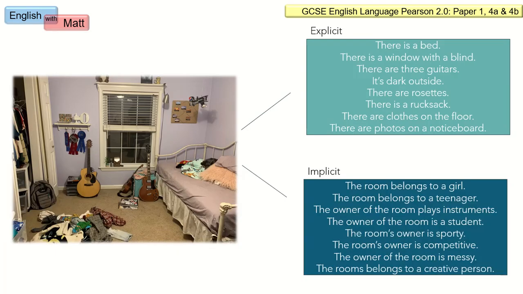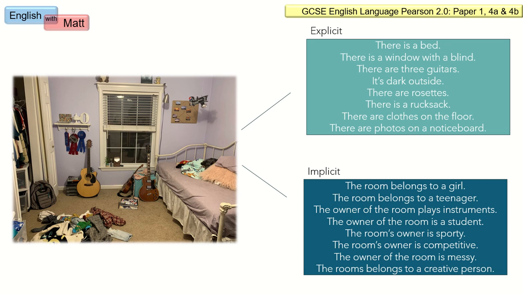So here, explicitly, you're basically listing what you can see. There's a bed, there's a window and a blind, there are 3 guitars, it's dark outside, there are rosettes on the wall, there's a rucksack, clothes on the floor, and photos on the notice board. So that's all explicit. It's what we can see based on looking at the evidence. Implicitly, though, takes a bit of thinking.